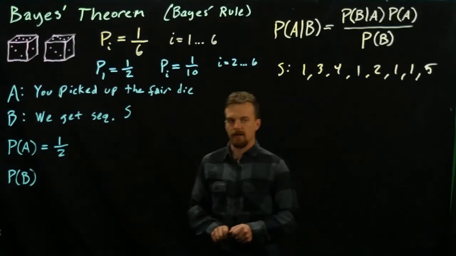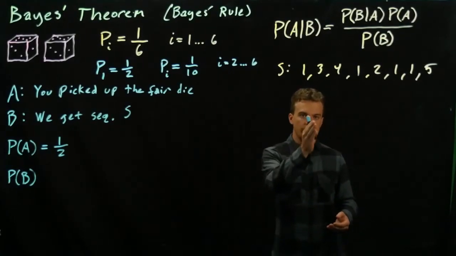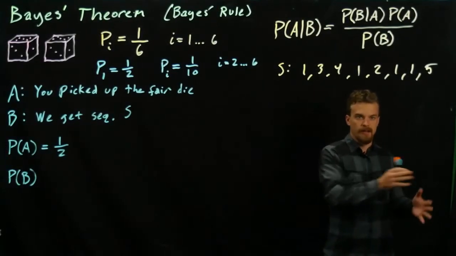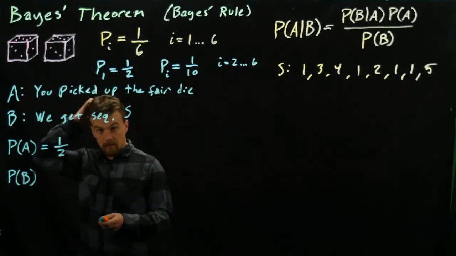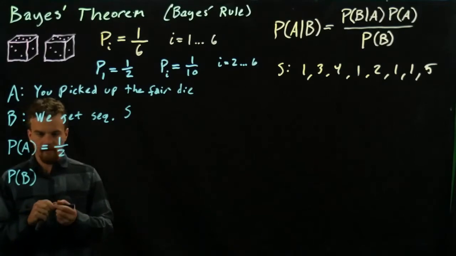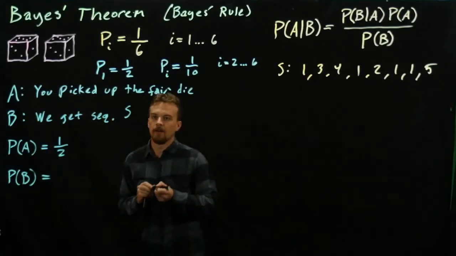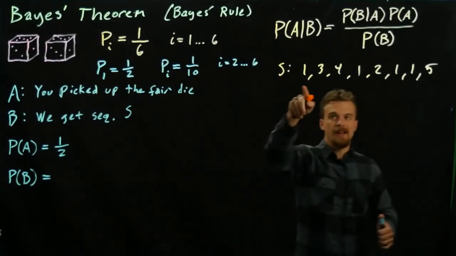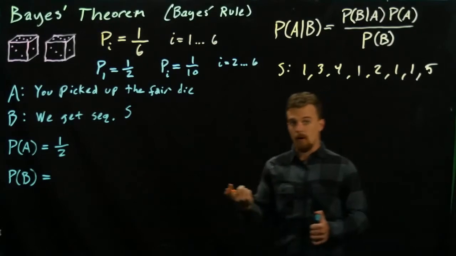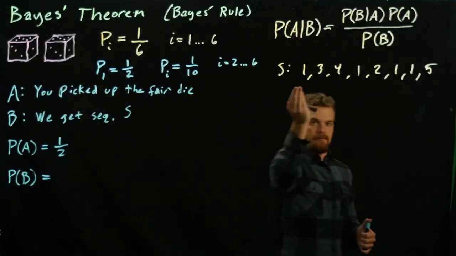So when we assume independence, for a sequence of tosses, we can just multiply those tosses' probabilities together to get the total probability. So let's think of the probability of event B. Now, how can B happen? Either we can pick up the fair die and proceed to roll this, or we could have picked up the unfair die and proceeded to roll this.